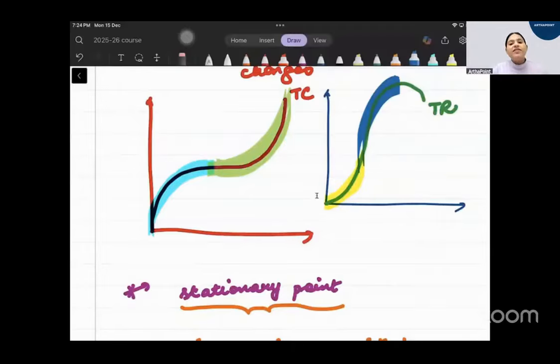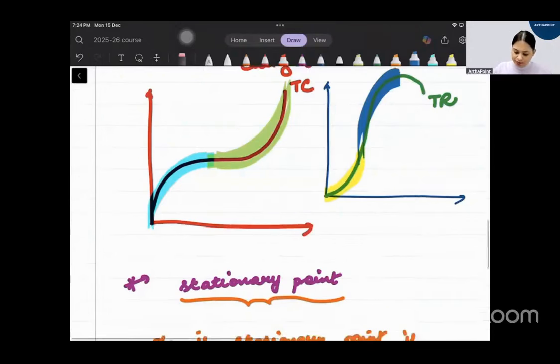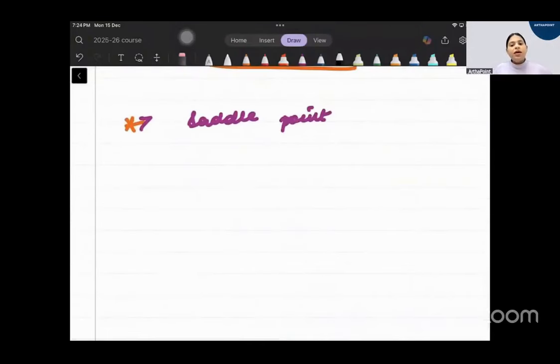Okay. Now, we also have something which is called a saddle point. So what is a saddle point? A saddle point is that stationary point in a multivariate function that is neither maxima nor minima.